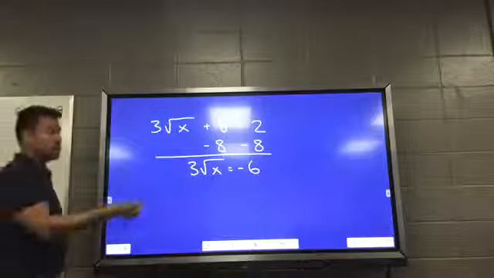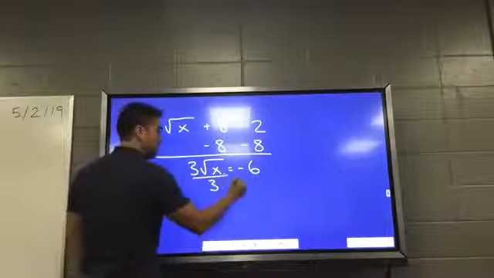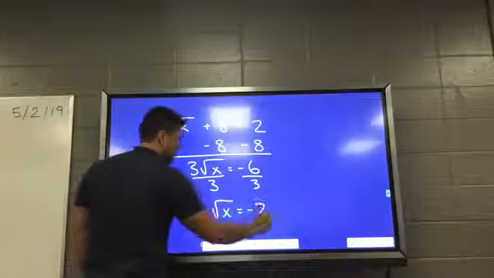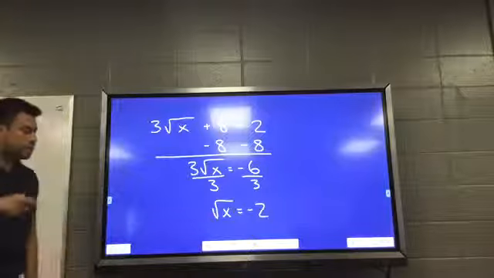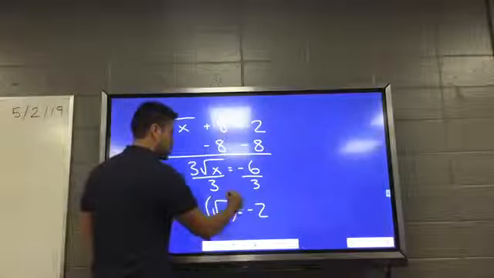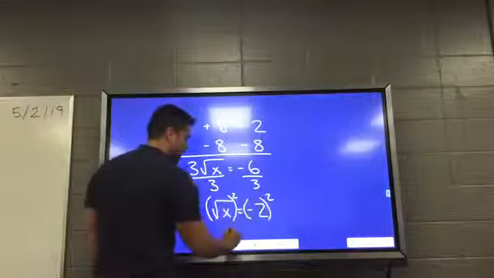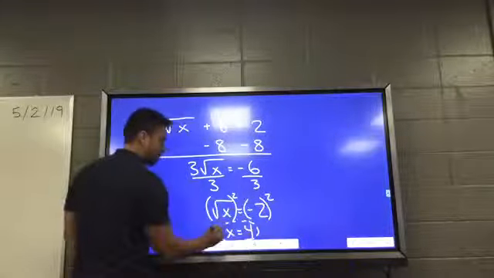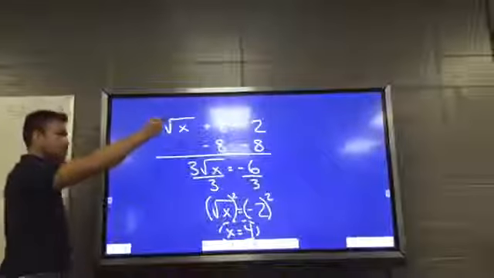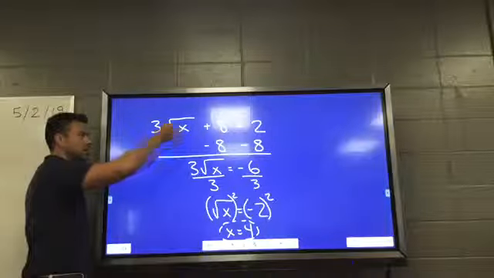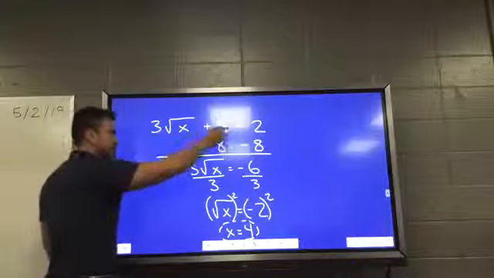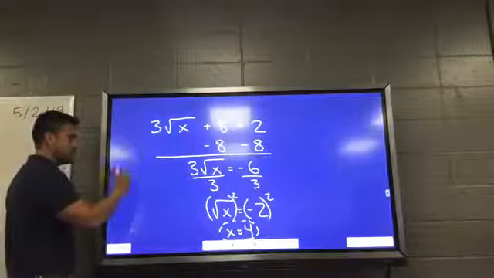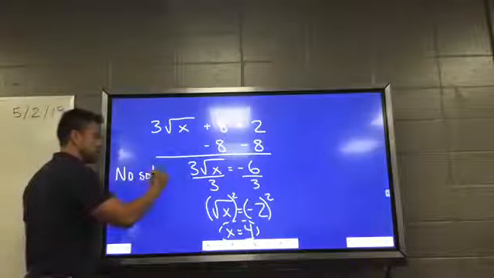How do you isolate that radical further? Divide both sides by 3. You get the square root of x equals negative 2. But I want to get x, not the square root of x. So you square both sides, and you get x equals 4. Let's check this out. Square root of 4 is 2, times 3 is 6, plus 8 is 14. So it's wrong. False. No solution. You write no solution.